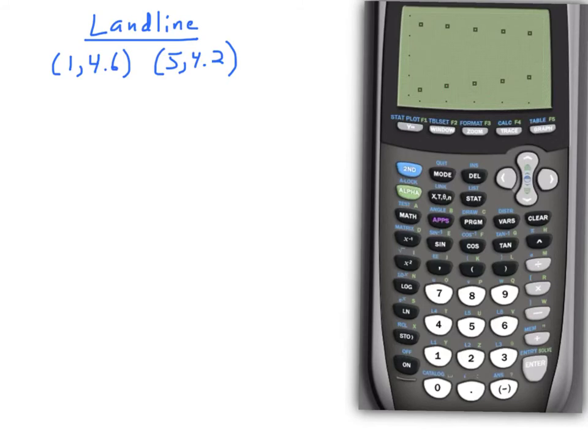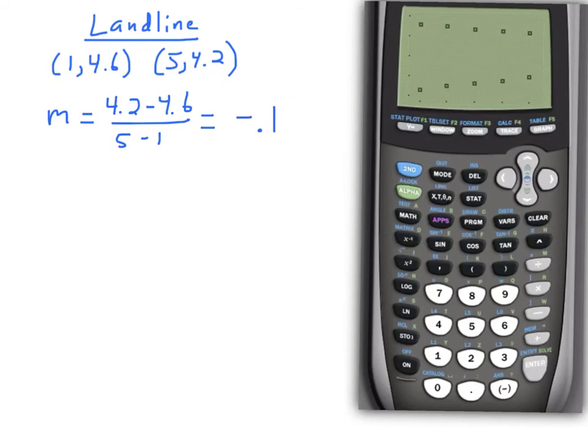Again, I've chosen the very first ordered pair and the very last ordered pair for that set of data. And I'm going to calculate the slope. So the slope would be 4.2 minus 4.6 divided by 5 minus 1. And when you work that out, you can try it on your calculator, it comes out to be negative 0.1.